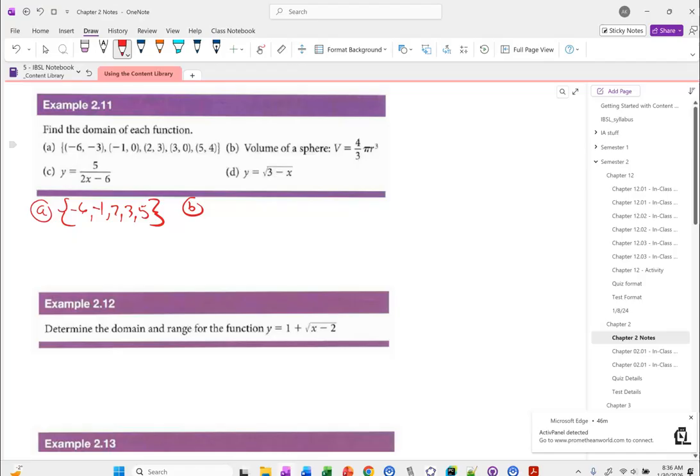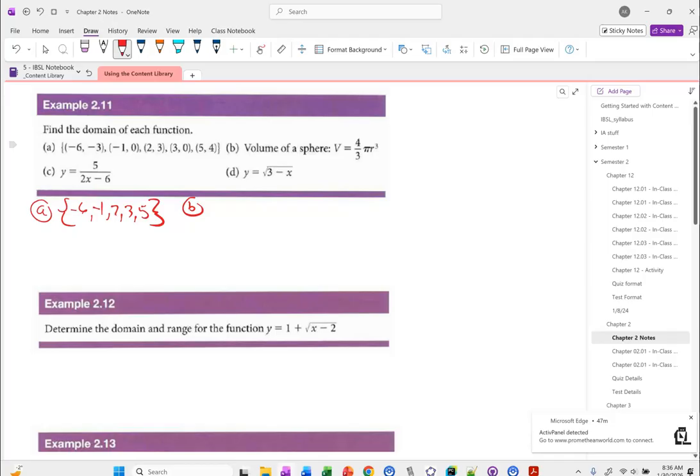So, volume of a sphere. Is V or R representing the domain? R, good. How can you tell? The V is written by itself. You should assume that's the dependent variable, right? That V depends on R. That's usually the standard.